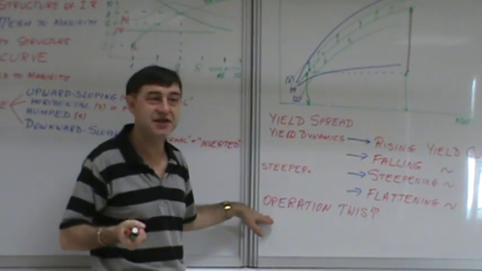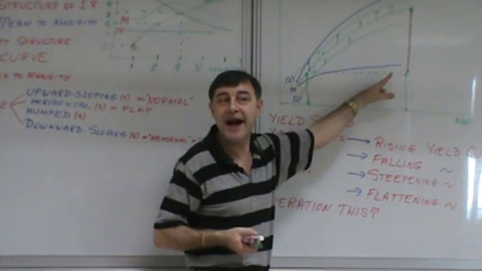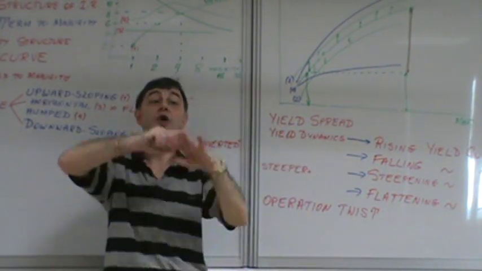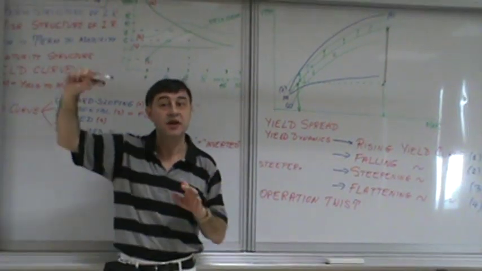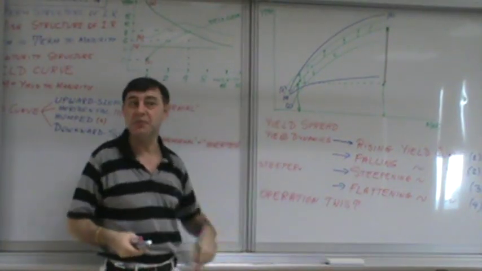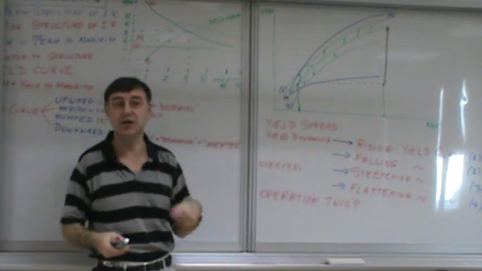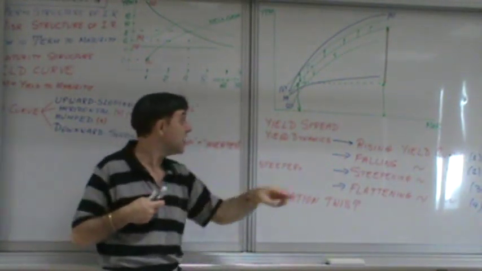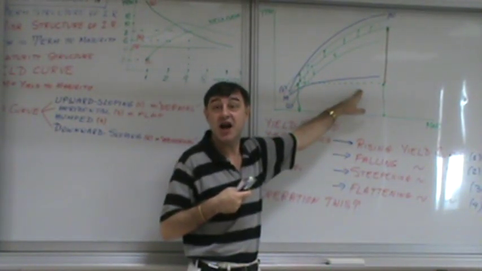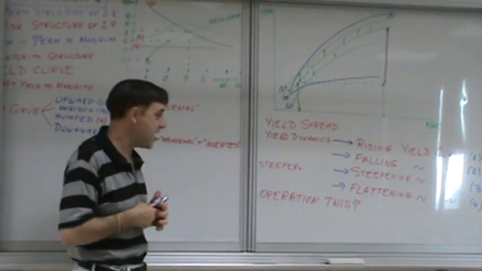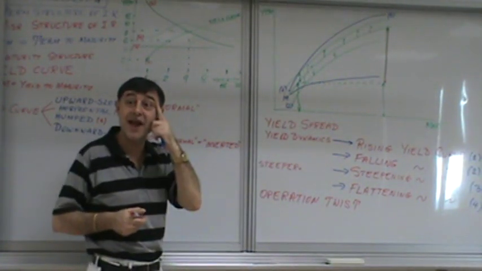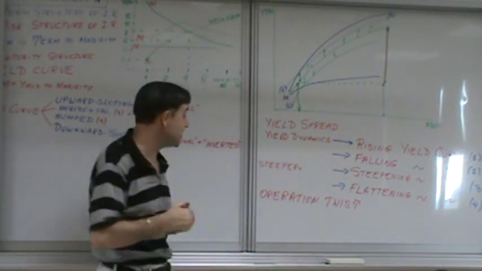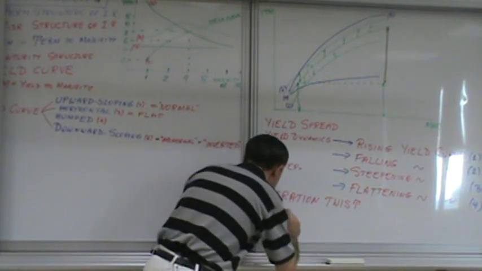Operation twist is essentially trying to bring down long-term interest rates in order to make the yield curve lower for whatever other monetary policy reasons: to stimulate long-term borrowing, to stimulate long-term debt, to stimulate investment, to make the government borrow at cheaper rates. We call this a brand new term. Well, this is an old term from 30, 40 years ago, which they are rediscovering. It's called financial repression.